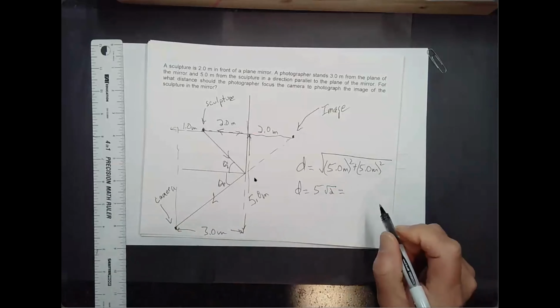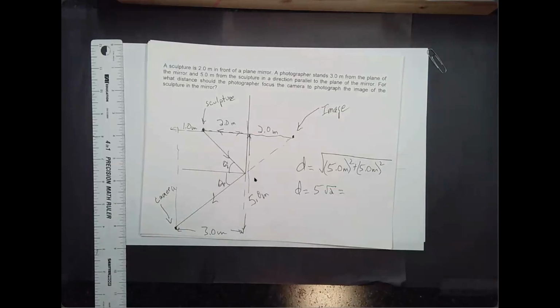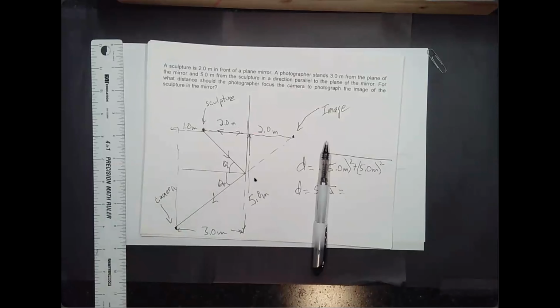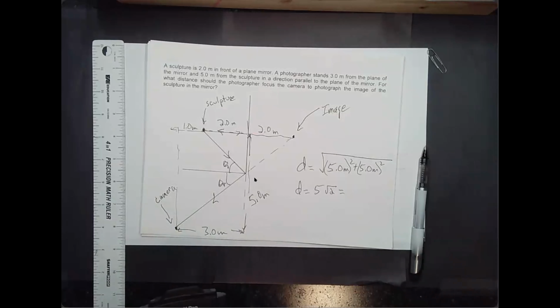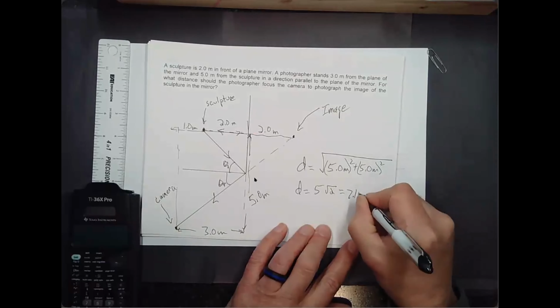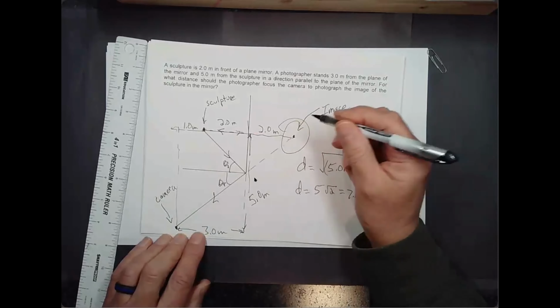which is going to be about, let's see, square root of 2 is 1.414. Looks like 7.07 meters, I think. I don't trust myself. Yep, 7.1 meters. Good enough. So that's where the image is going to be.